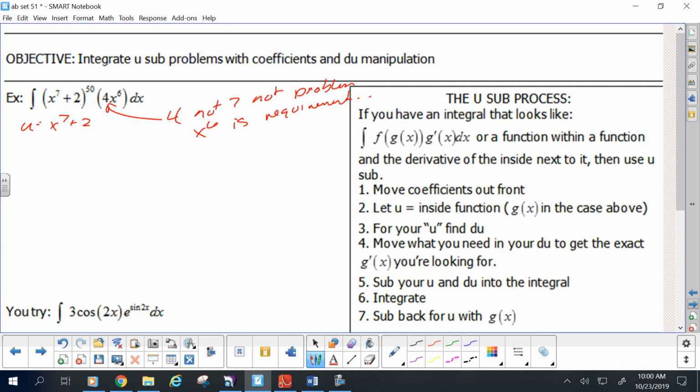x to the 7th plus 2. Not just x to the 7th, just make sure u is the entire inside, x to the 7th plus 2. That means du is 7x to the 6th dx. All right, now let's talk about that.